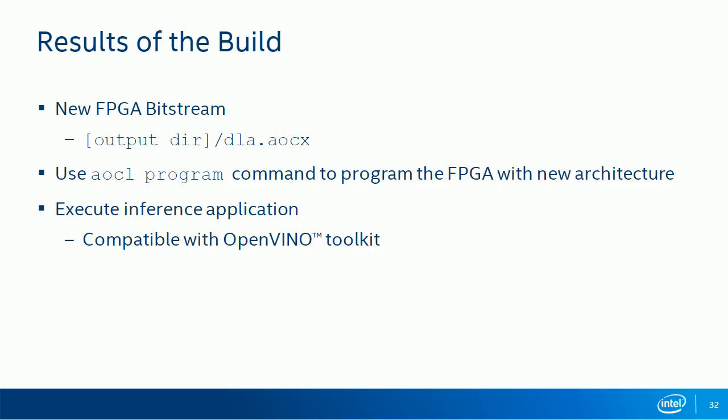Once the build completes successfully, you should see a new DLA.aocx file, which is the FPGA bitstream. If you wish, you may rename this file. Use the AOCL program command to program the FPGA with this new architecture, and you can now seamlessly execute inference applications which use the new primitive. This process is completely compatible with the OpenVINO toolkit.